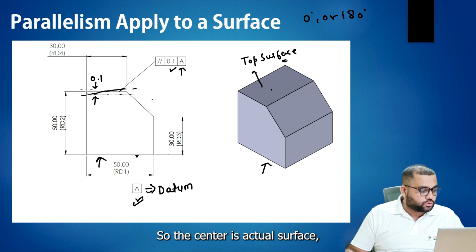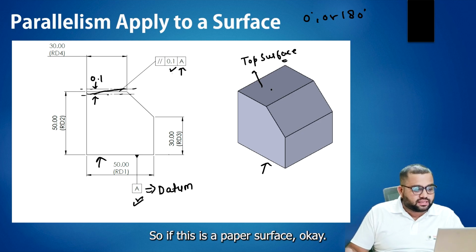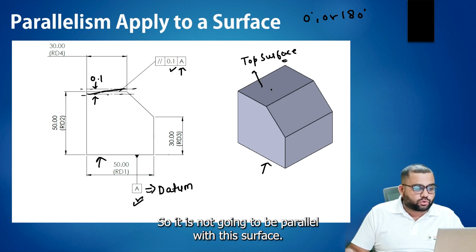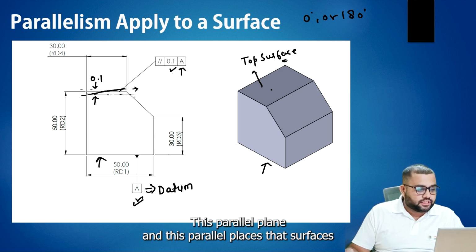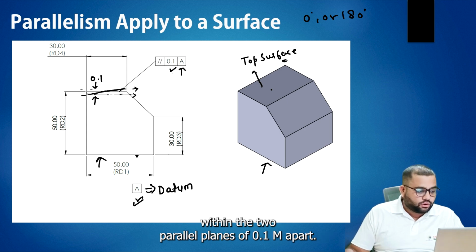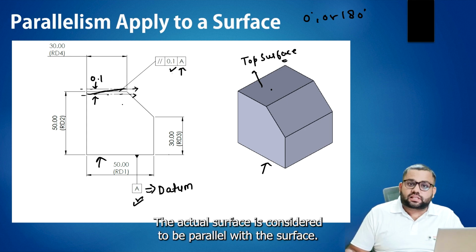So the center is the actual surface, which is not exactly parallel. If this is a taper surface, it is not going to be parallel with this surface, but it is within the two parallel planes. This parallel plane and this parallel plane. So the surface is within the two parallel planes 0.1 mm apart. The actual surface is considered to be parallel with surface A.